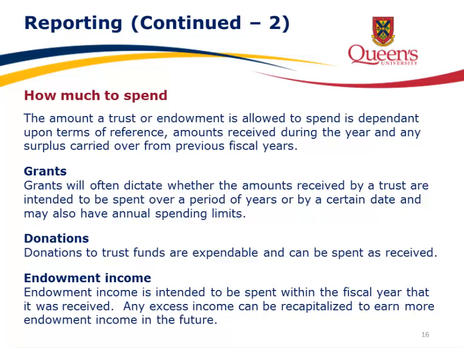How much to spend? The amount a trust or endowment is allowed to spend is dependent upon terms of reference, amounts received during the year, and any surplus carried over from previous fiscal years. Grants will often dictate whether the amounts received by a trust are intended to be spent over a period of years or by a certain date, and may also have annual spending limits. Donations to trust funds are expendable and can be spent as received. Endowment income is intended to be spent within the fiscal year that it was received. Any excess income can be recapitalized to earn more endowment income in the future.